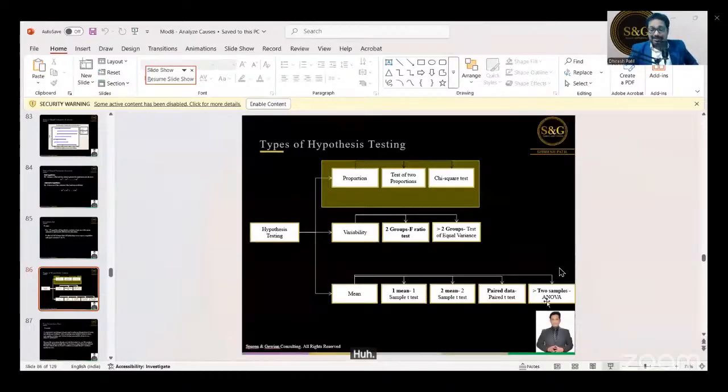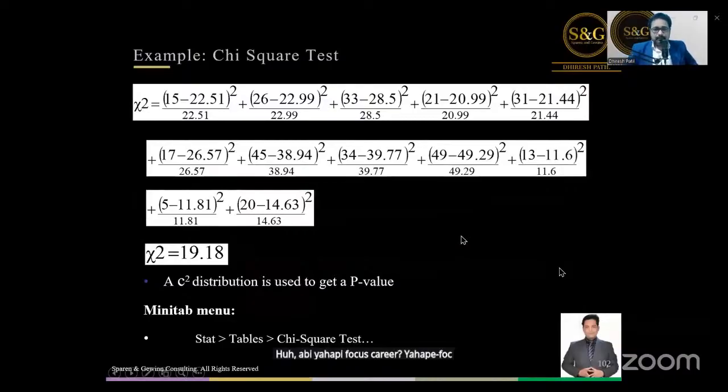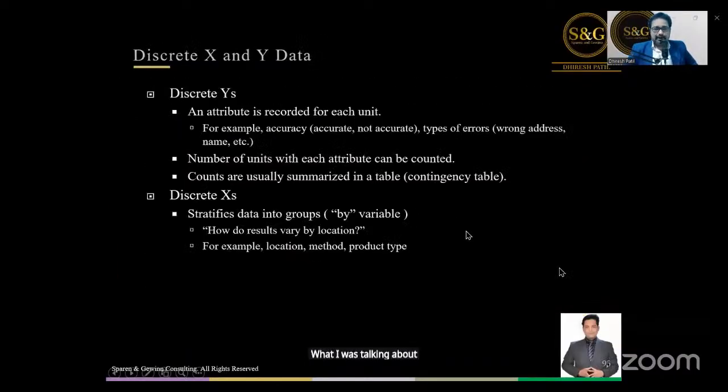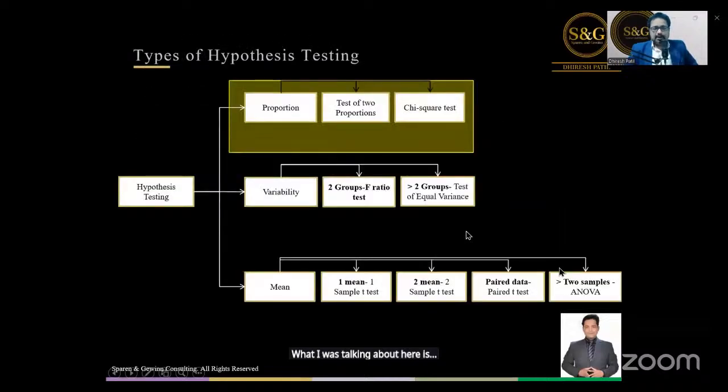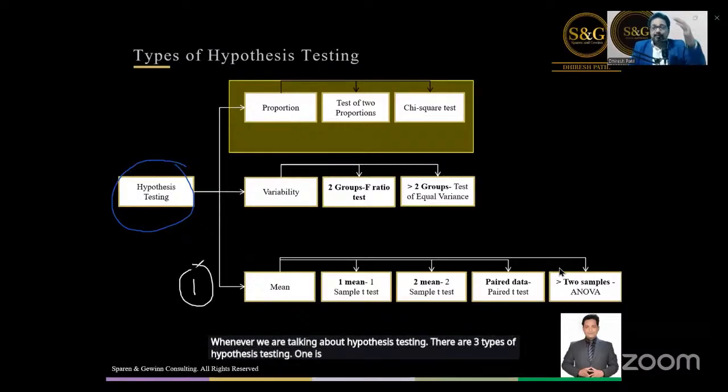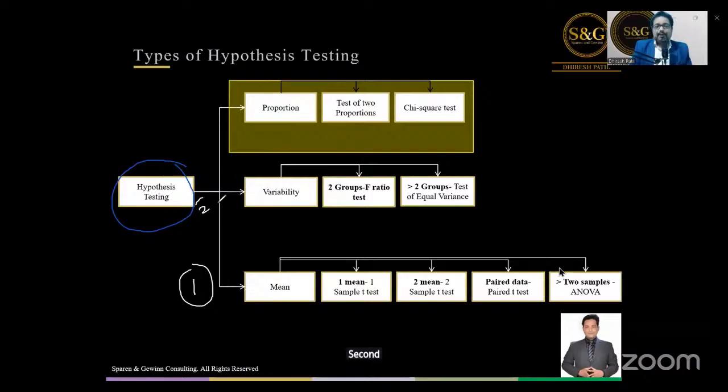हाँ, अभी यहां पे फोकस करिए. व्हाट आई वाज टॉकिंग अबाउट हियर इज, ओके, whenever, first of all, remember this, just remember in structure. Whenever we are talking about hypothesis testing, there are three types of hypothesis testing. One is mean, which is maximum used. Second is variability, and third is proportion. यहां तक everybody with me? Just type yes in the chat box.